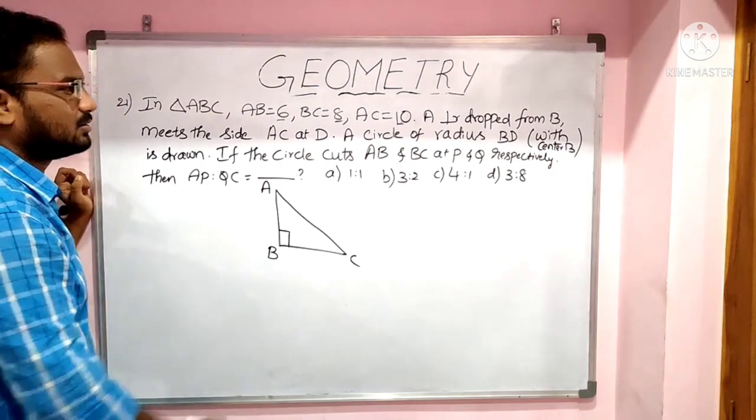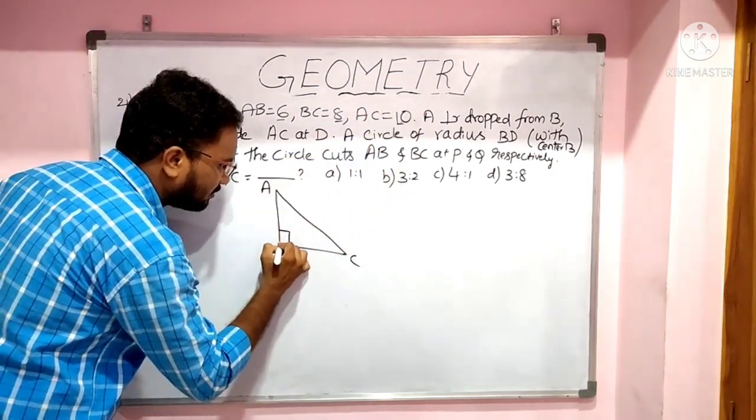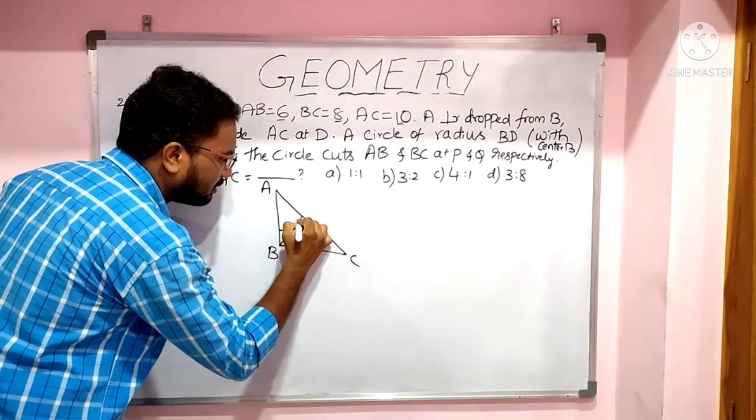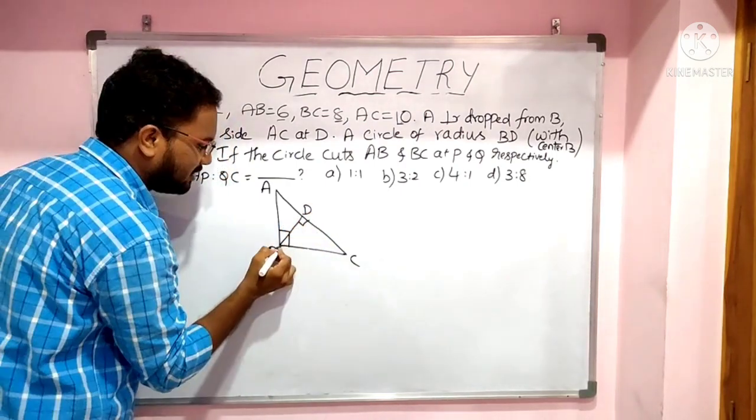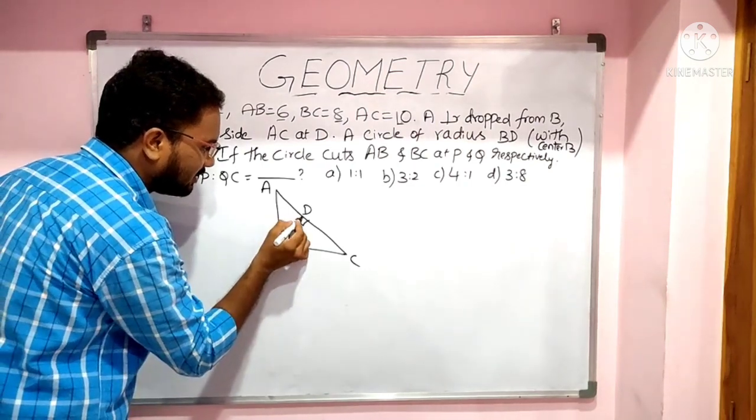So a perpendicular is dropped from B. Here from this point we have drawn a perpendicular. If you take B as center and BD as radius and draw the circle, then the circle will be like this.